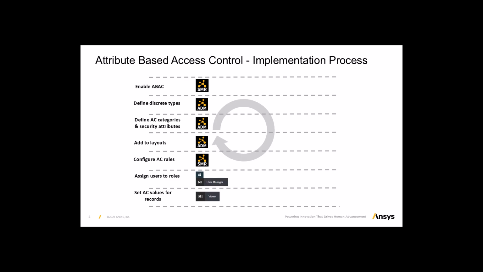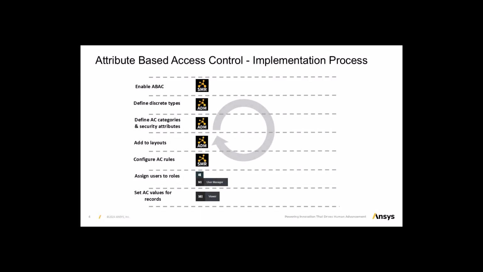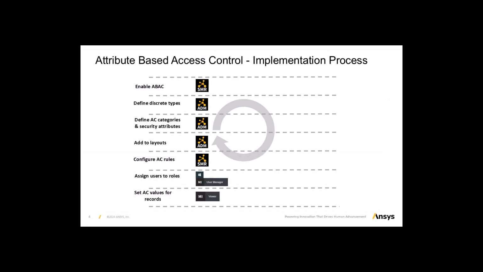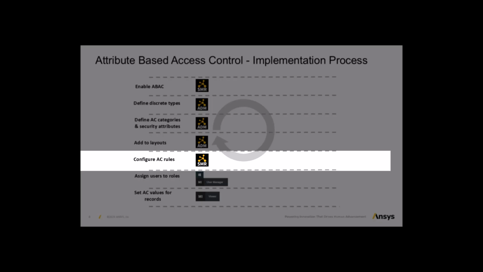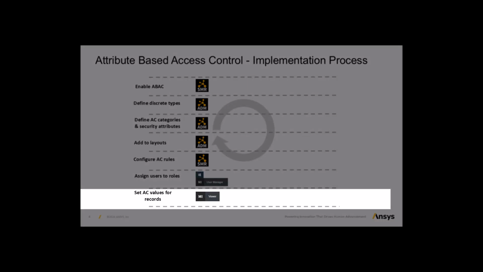Implementation of attribute-based access control follows this workflow. You enable the attribute-based access control feature in MI Server Manager. You configure the required security attributes in MI Admin. You configure access rules in MI Server Manager. You assign users to access control security roles.